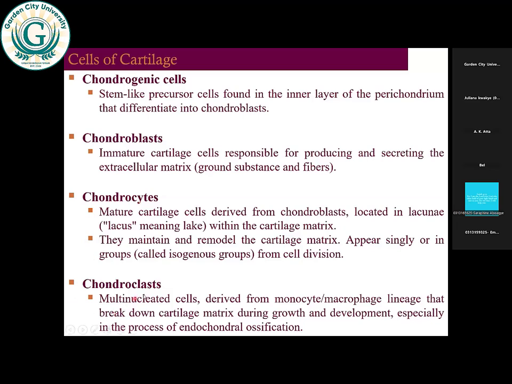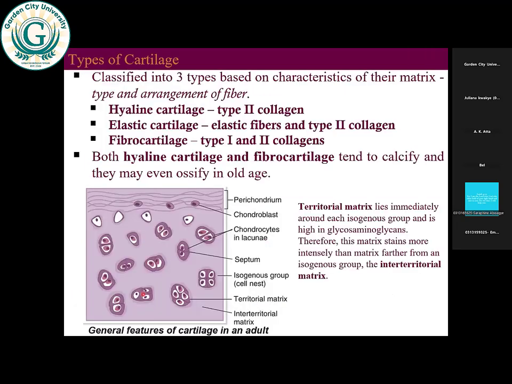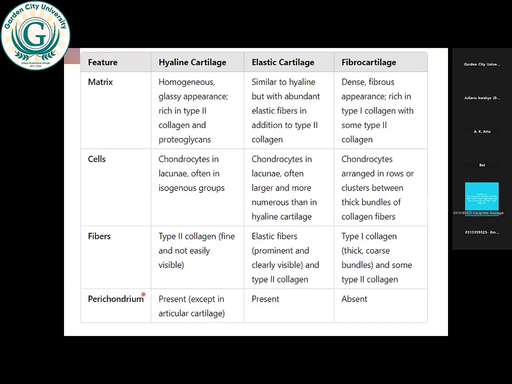Then what are chondroclasts? What they do is that they break down the what? The matrix. And you get what I mean by the chondroclast, when you appreciate how they break down.